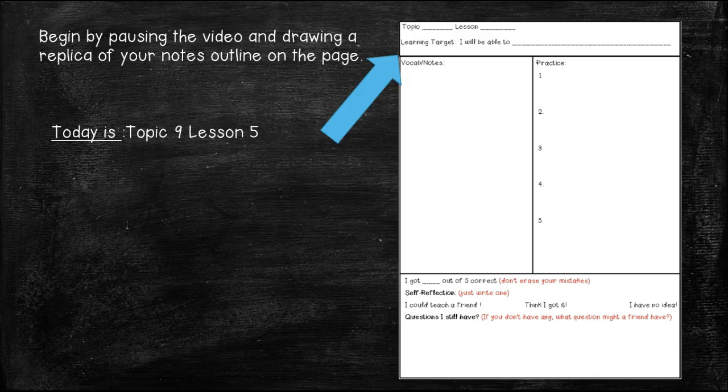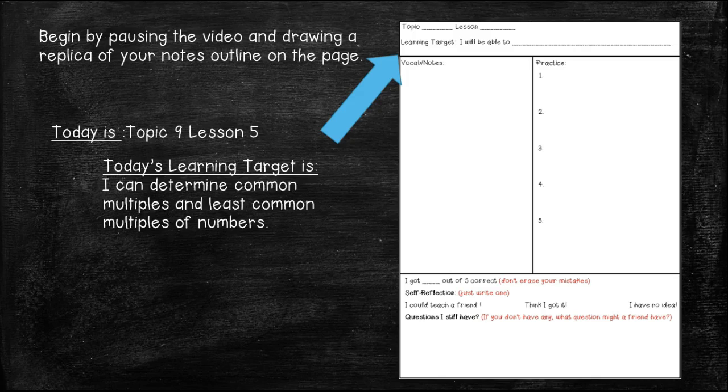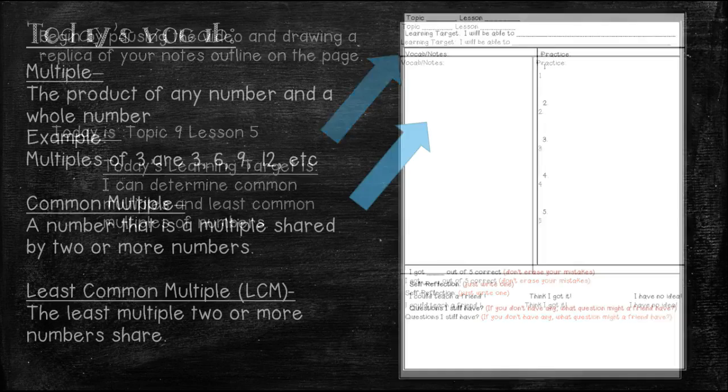Today we're talking about Topic 9, Lesson 5, and our learning target today is I can determine common multiples and least common multiples of numbers.